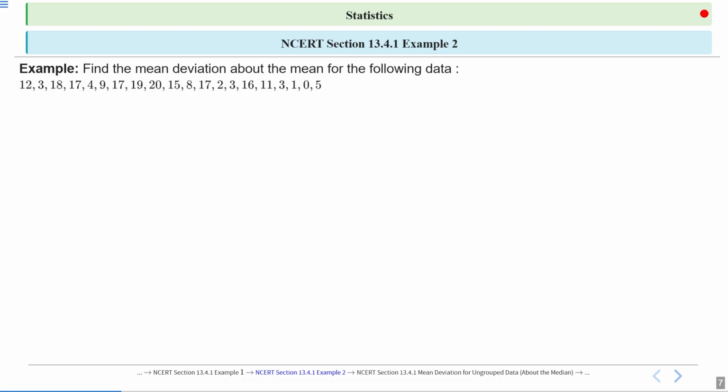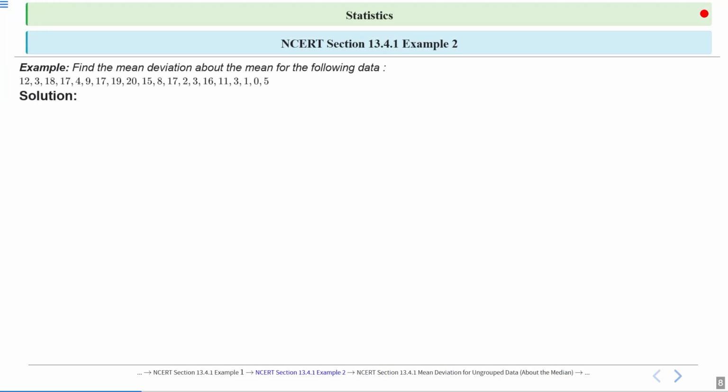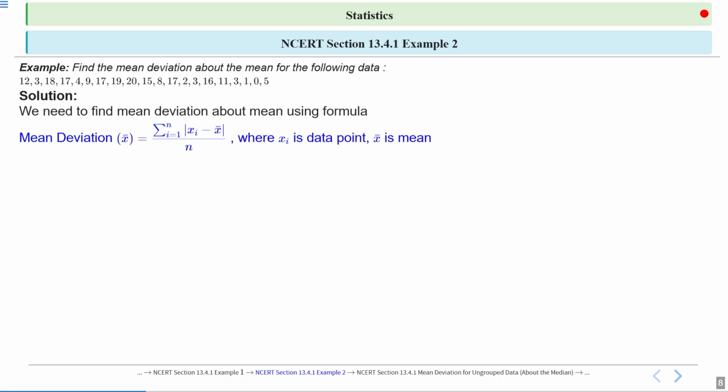First of all, try it yourself. Now let's look at the solution. Here is how we can solve this example, step by step. We need to find the mean deviation about the mean using the formula: mean deviation about x bar equals the summation i equal to 1 to n of mod value of xi minus x bar, upon n, where xi is the data point and x bar is the mean.